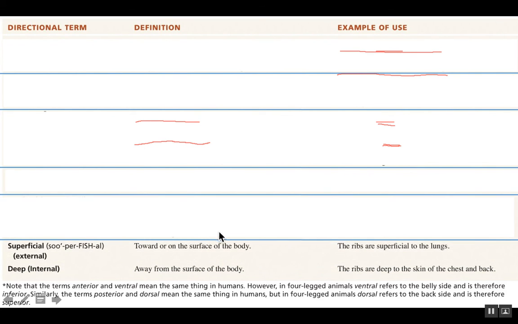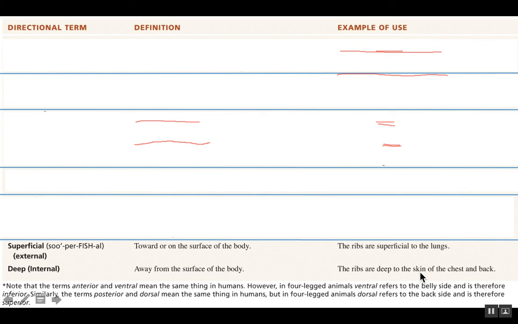The next two, superficial and deep. Superficial means towards the surface of the body. Deep means away from the surface of the body. For example, your ribs are superficial to the lungs. Your ribs are closer to the surface than your lungs. The next example, the ribs are deep to the skin.